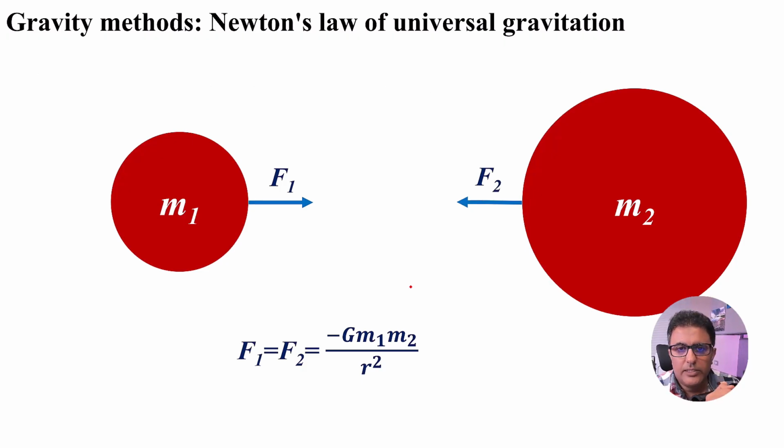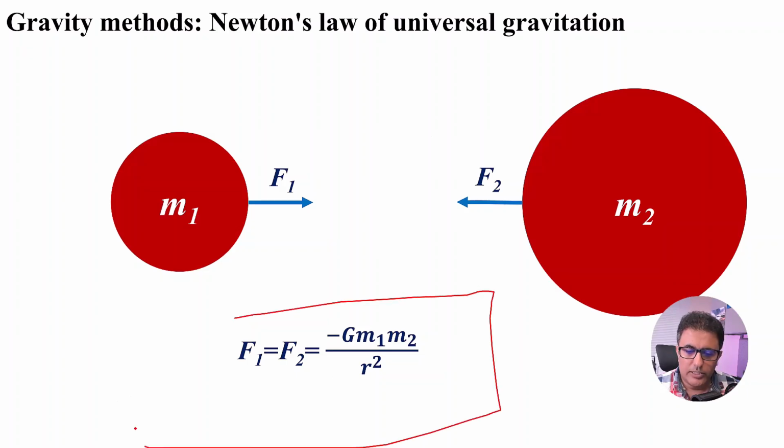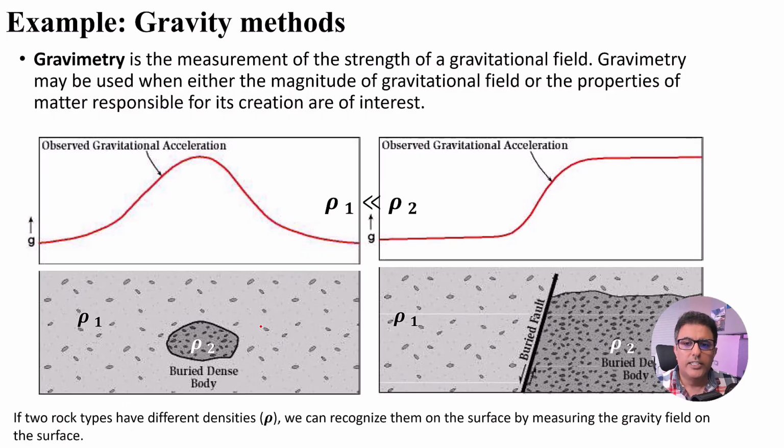All of us are familiar with Newton's law of universal gravitation. For example, if we have two masses m1 and m2, using this equation, we are able to estimate the gravity force. In geophysics, we have some devices called a gravity meter that can measure the gravity field with high precision. Here is an example of how by looking at gravity data, we are able to have some idea about subsurface.